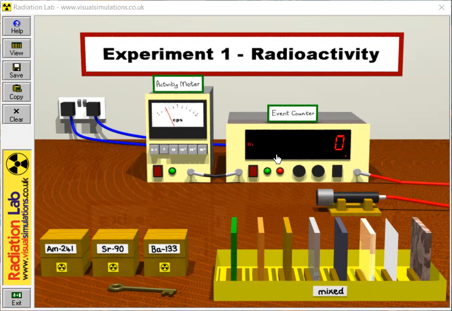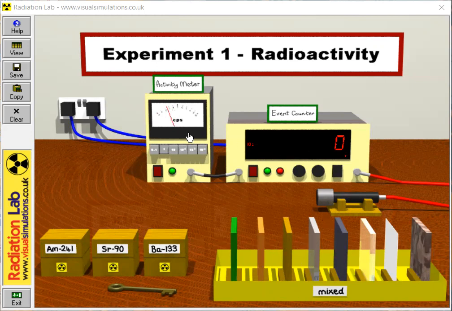So this is a simulation which is trying to simulate the use of radioactive sources in the classroom. Looking at what we have in front of us here, we have an activity meter and an event counter, connected up to this Geiger-Müller tube. And over here, we've got lots of different sources: an alpha source, a beta source, and a gamma source. And then we've got lots of different materials to see whether those sources can penetrate them.